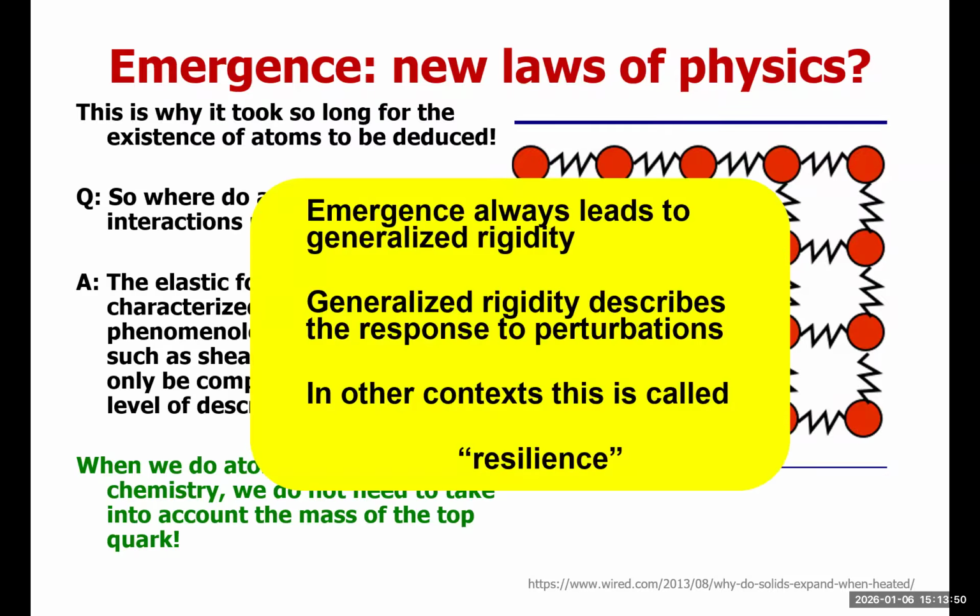Okay, so what have I told you? I've told you that emergence always leads to some form of rigidity. Well, I showed you an example of this, but in general, when people ask you, well, what is emergence? You'll say, well, there's going to be some new kind of rigidity that comes out, and that generalized rigidity describes the response to perturbations. So I'm trying to perturb the fluid, nothing happened. Here I perturb the solid, something happened. So the hallmark of emergence is that I see some sort of rigidity.